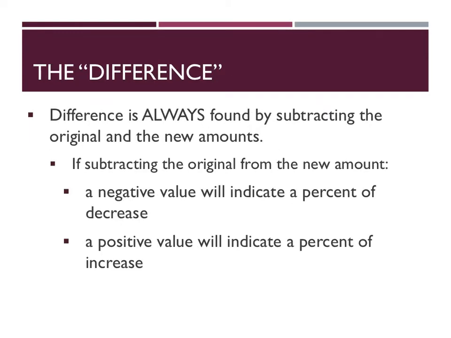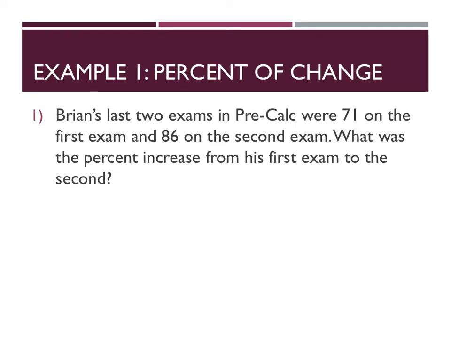So the difference is always found by subtracting the original and the new amounts. And if you're subtracting the original from the new and you get a negative value, that's going to show you a percent decrease, and a positive value will indicate a percent increase. Let's look at some examples here.